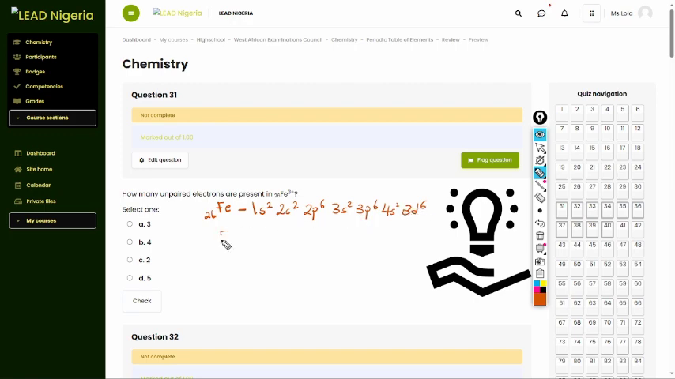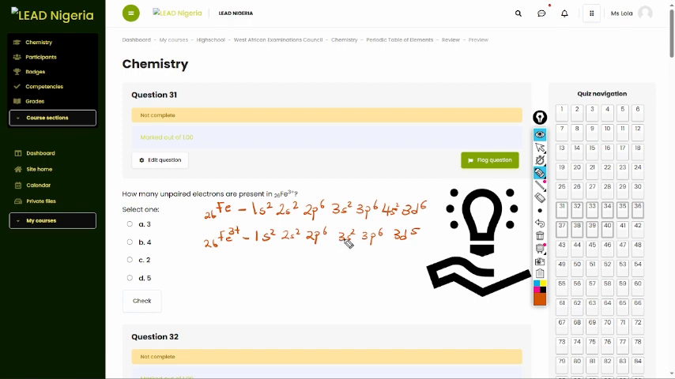Now for Fe3+, this means that the ion has lost 3 electrons. So for transition metals, the electrons are lost from the 4s orbital before the 3d orbitals, which means these 2 electrons are lost first, and then 1 electron from the 3d is also lost. So the final configuration becomes 1s2, 2s2, 2p6, 3s2, 3p6, and 3d5. So this is the configuration for Fe3+.